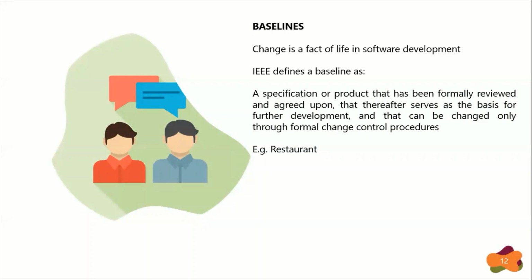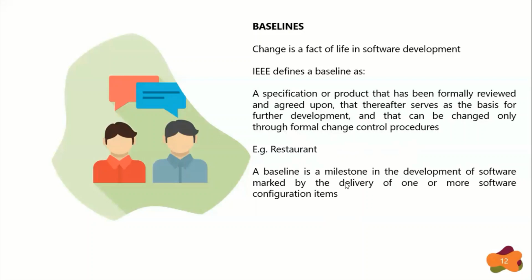So we can relate this restaurant example with our software configuration process. A baseline is similar to the kitchen doors in the restaurant. Before a software configuration item becomes a baseline, change can be made quickly. However, once a baseline is established, changes can be made, but only with the help of a formal change control procedure. We will see a diagram to understand this process. A baseline is a milestone in the development of software. It is marked by the delivery of one or more configuration items.